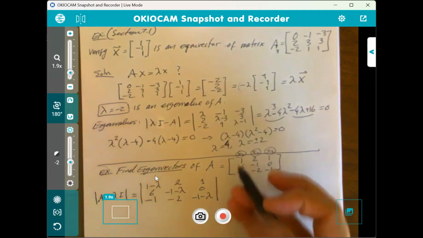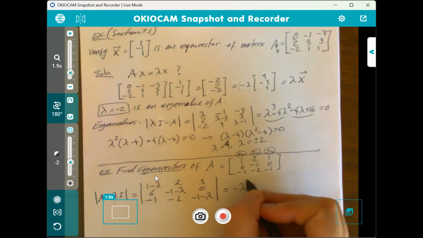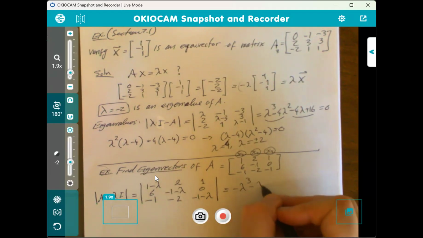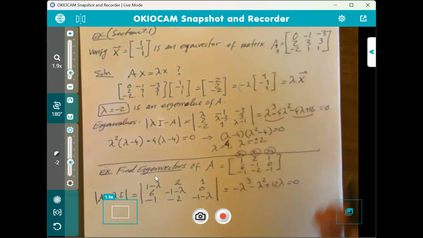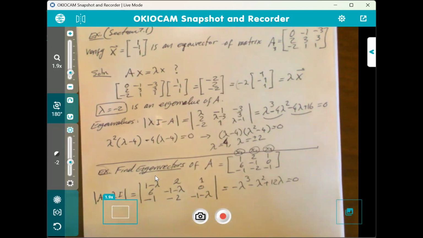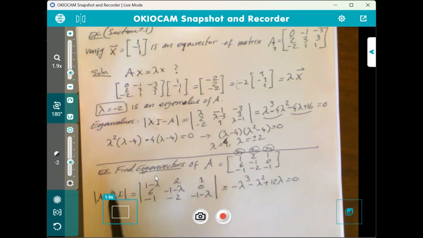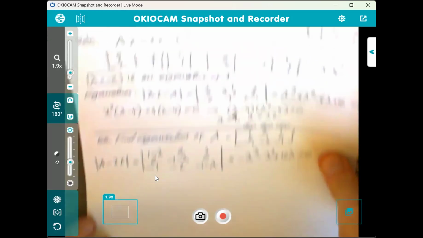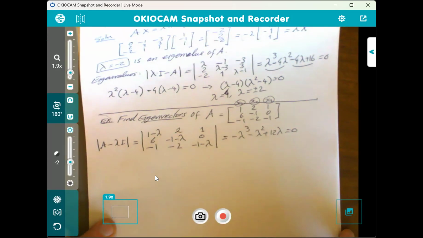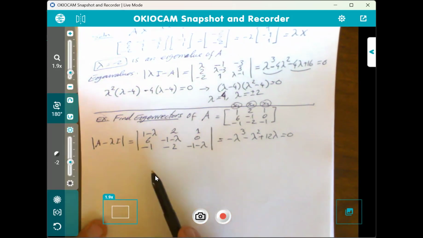And the determinant of this is going to be negative lambda cubed minus lambda squared plus 12 lambda equals 0. Now, you may wonder, well, above we did lambda I minus A, and in here I did A minus lambda I. It doesn't matter really how you do this. Either way, it works. And the reason is this.